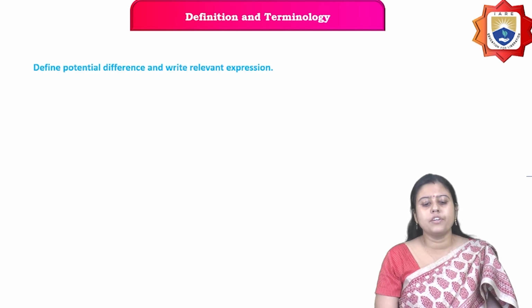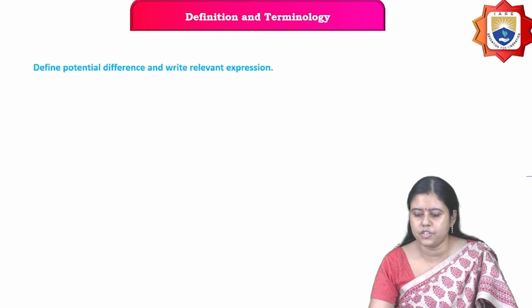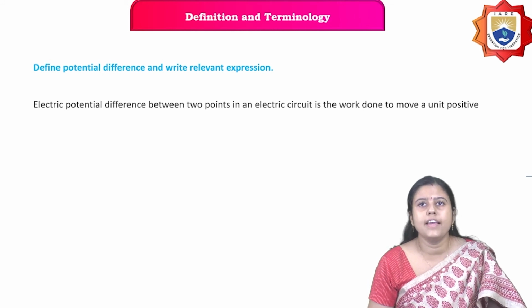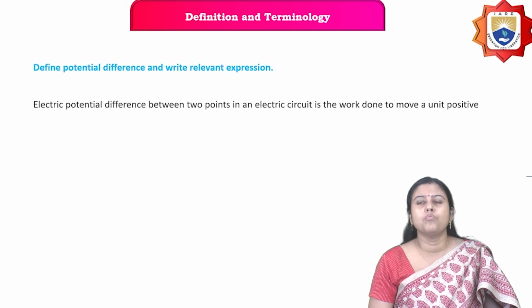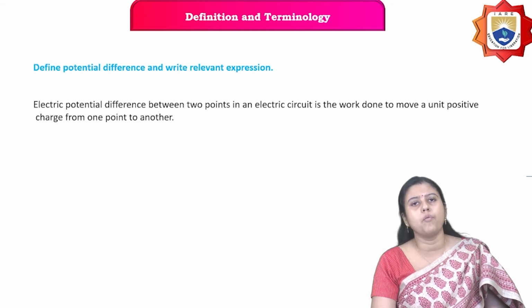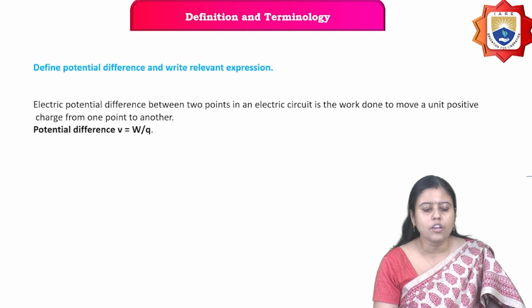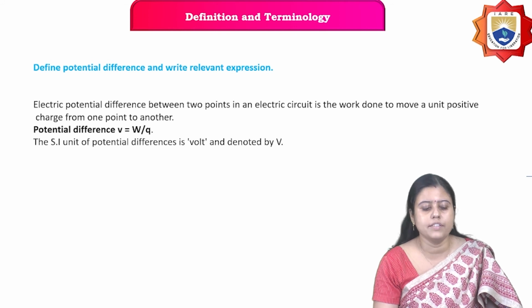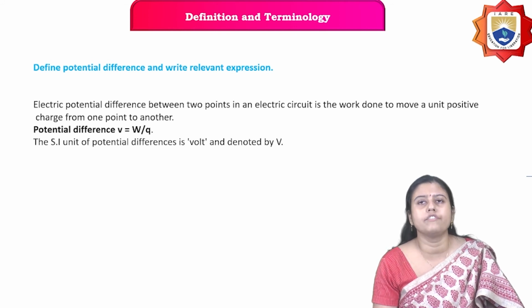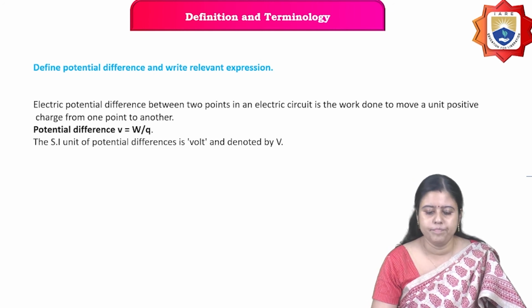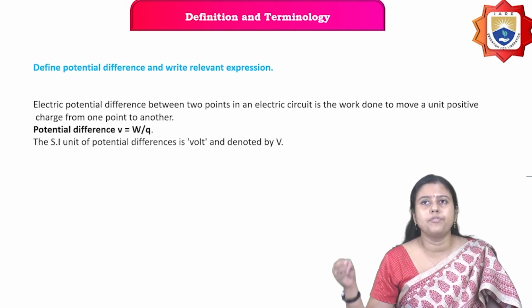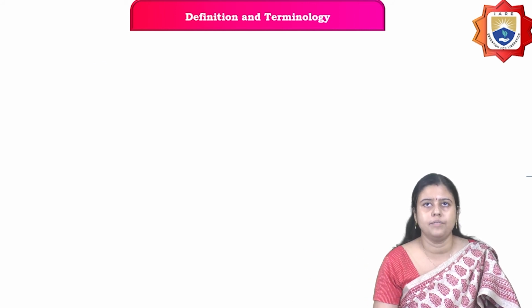Next, define potential difference with its relevant expression. The electrical potential difference between two points in an electric circuit is the work done to move a unit positive charge from one point to another. So V is equal to W by Q, where W is the work done. The unit of potential is the volt, denoted by V. So this is the work done to bring one charge from one point to another point.